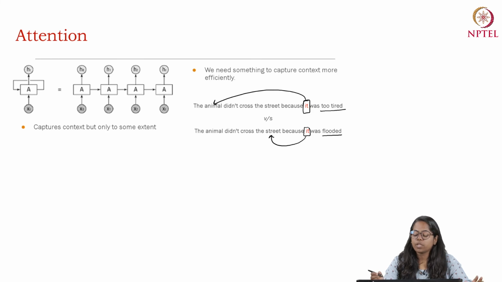when we are trying to get the representation of the word it. But we want the weight of the importance to be in such a way that animal is given more importance in the first instance and street is given more importance in the second instance. So this is basically captured by this concept called attention.